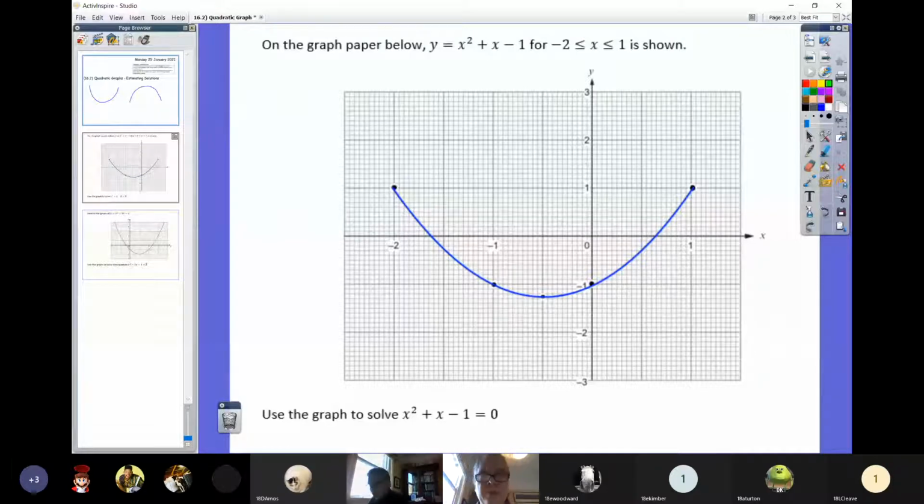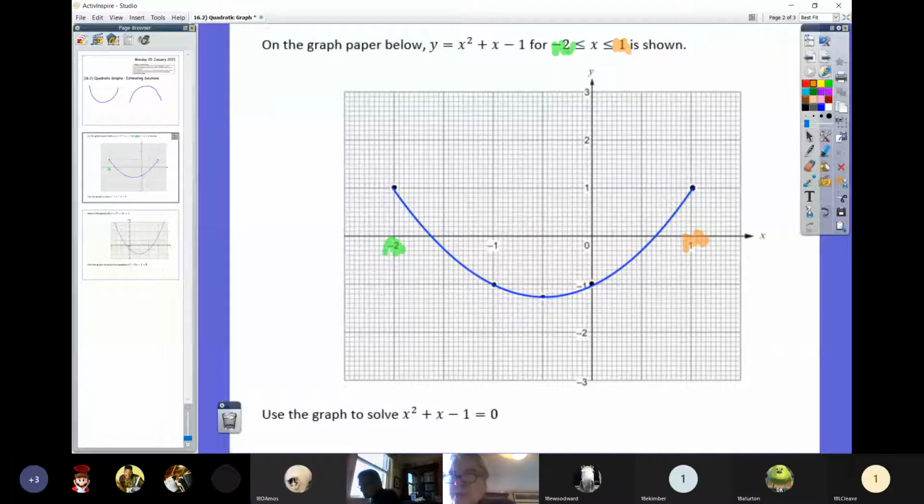Yeah, there we go. So you're going to have lots of questions like this, and it says on the graph paper below, y equals x squared plus x minus 1 has been drawn. Don't worry too much about that inequality at the end. All that's telling you is that it's been drawn from -2 all the way up to 1.